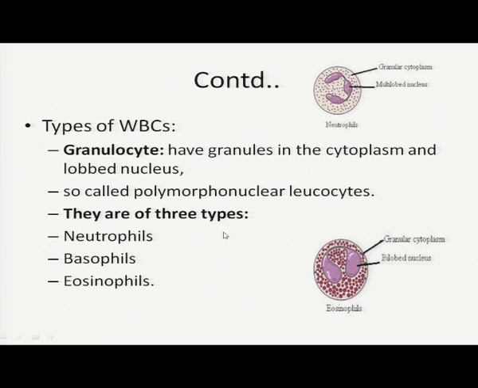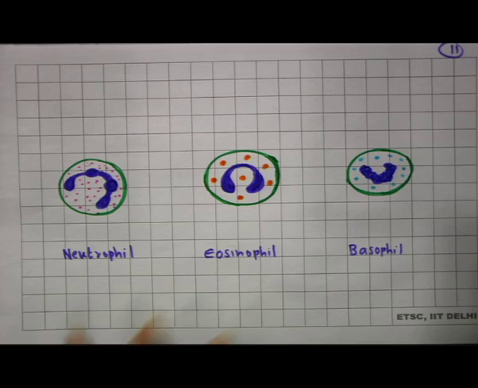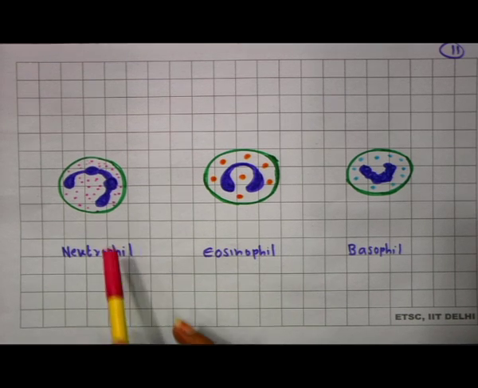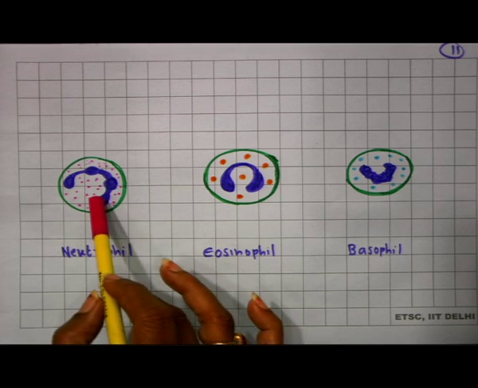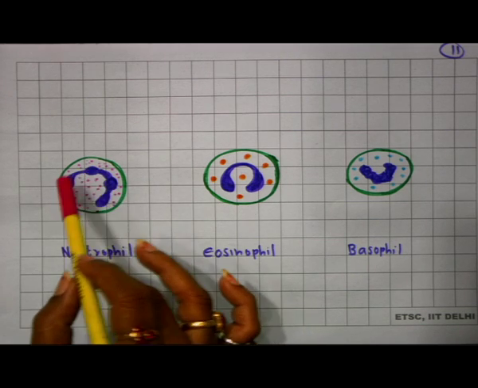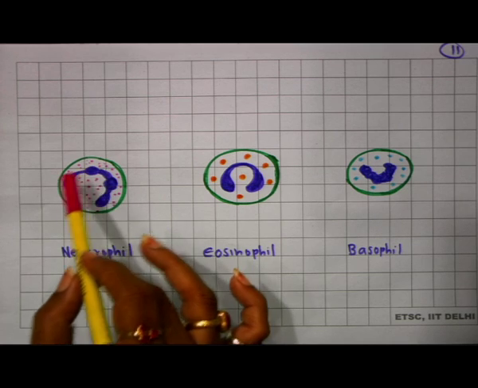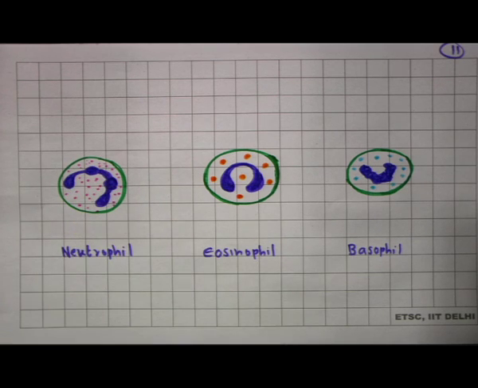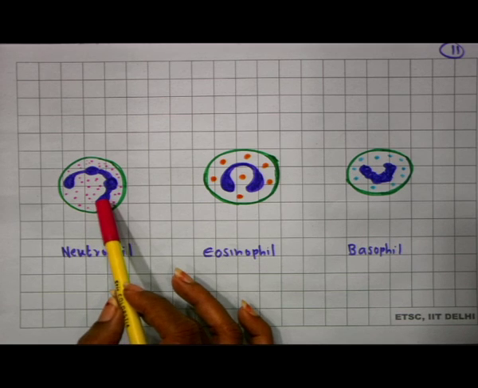There are three types of granulocytes: neutrophils, basophils and eosinophils. Here you can see the diagram of these three different types of cells, and try to identify them. All three are spherical cells. Neutrophils have a lobed nucleus, and you can even count the number of lobes of the nucleus.